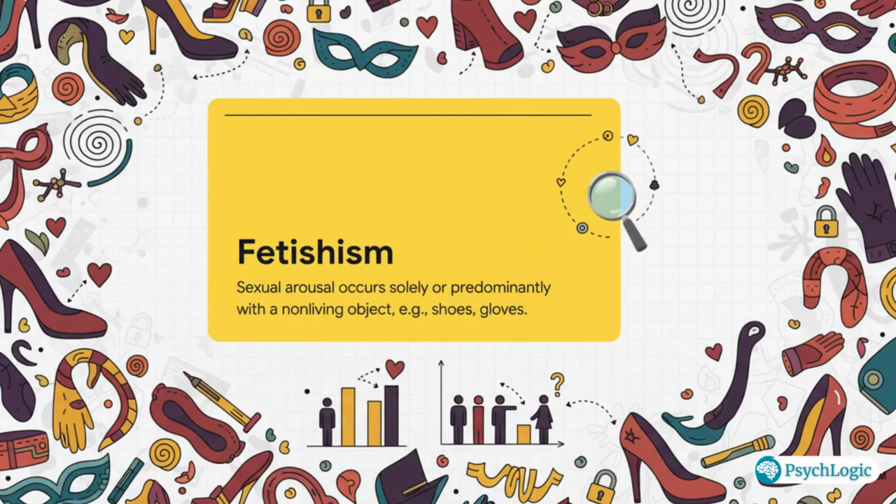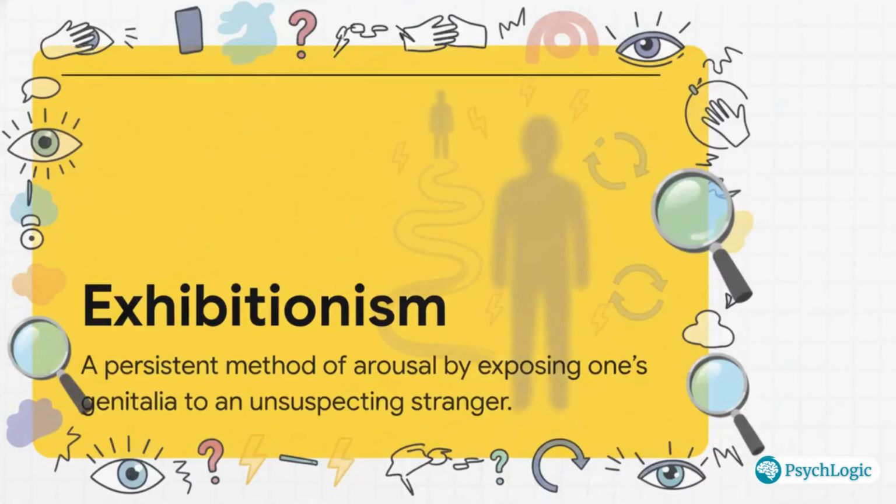And the text makes a really important distinction here. This isn't the same as just using an object to, say, enhance stimulation. In this case, the object itself is the main event, the primary source of the arousal. Another one the textbook outlines is exhibitionism.